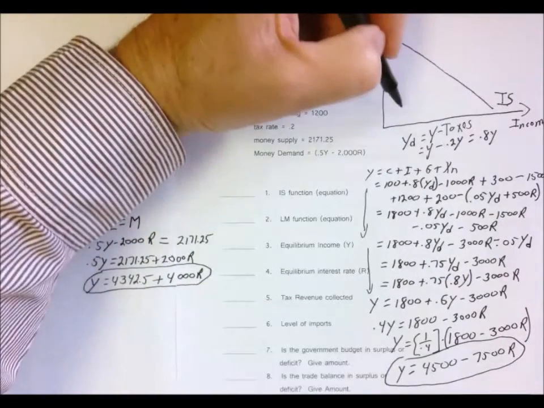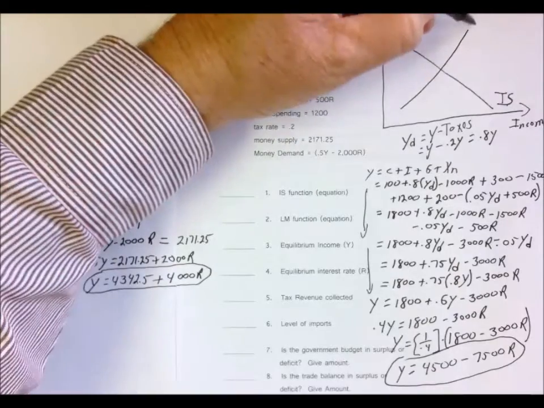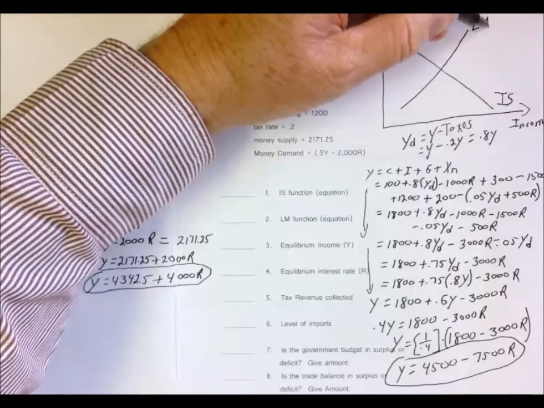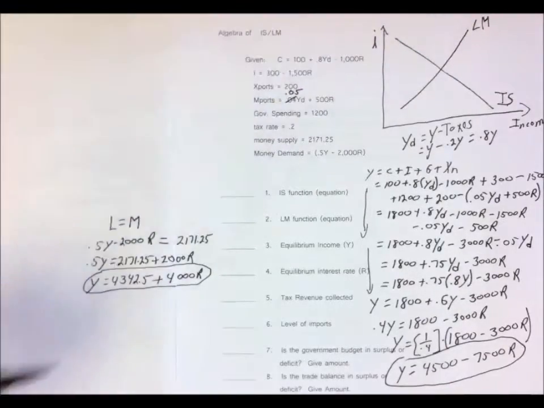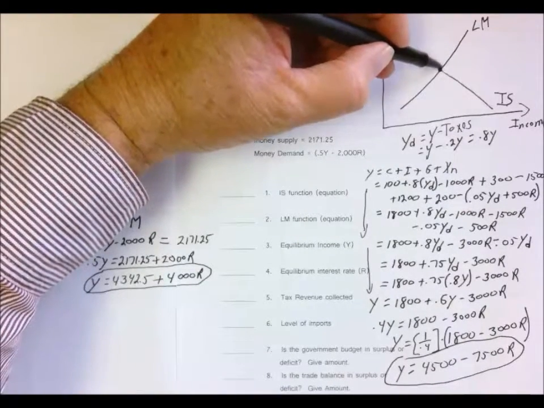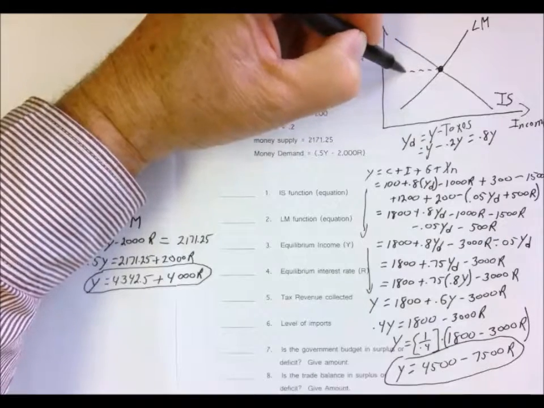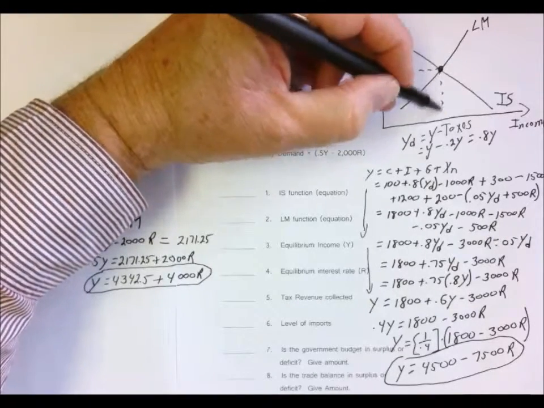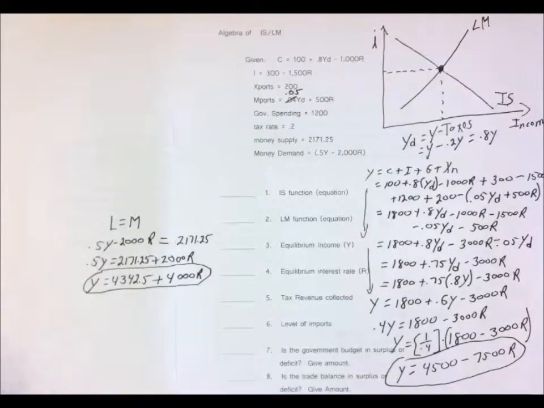So I have an IS curve and I have an LM curve. The LM curve represents all the equilibrium interest rates and incomes where the money market clears. The IS curve is the clearing of the goods market. So right here, both the money market and the goods market clear, and we have an equilibrium income and interest rate. The way you find those is you just set the LM curve and the IS curve equal to each other.